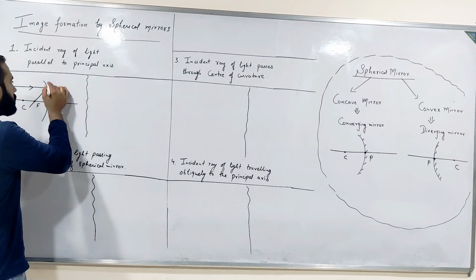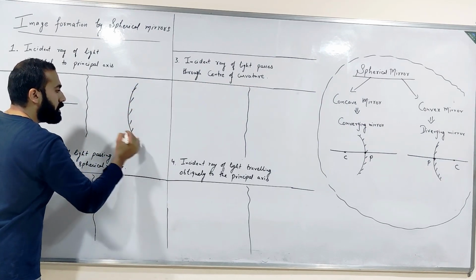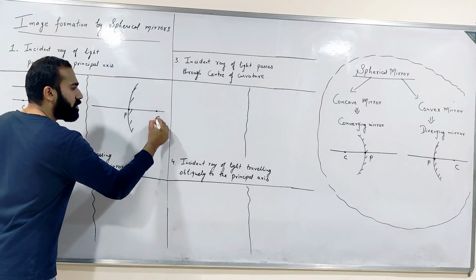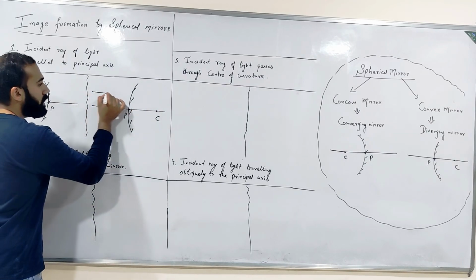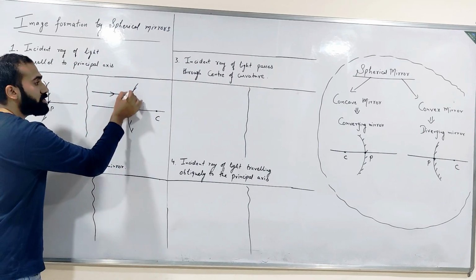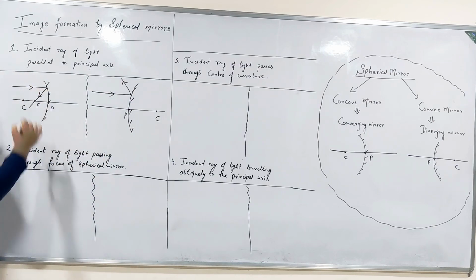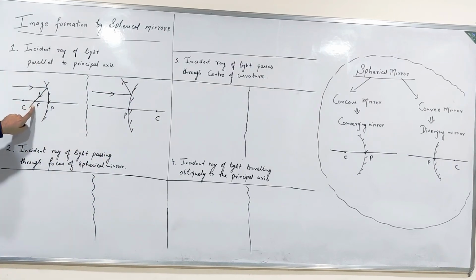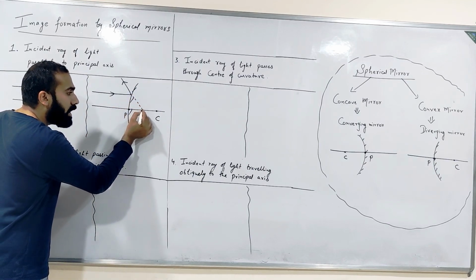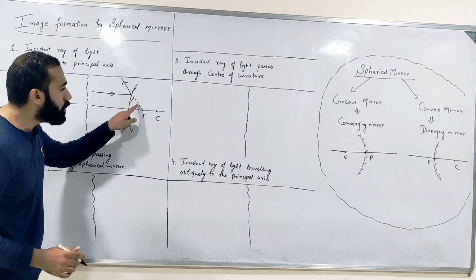And in the convex mirror, this is the principal axis, this is the pole, this is the center of curvature. Now, if the ray is parallel to the principal axis, then it is diverged, because here it is a convex mirror and the earlier one was a concave mirror. One is of converging nature and the other is of diverging nature. So it appears to pass through the point F, that is the principal focus, and behind the mirror we always draw a dotted line.